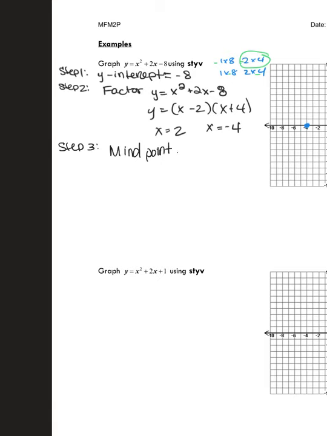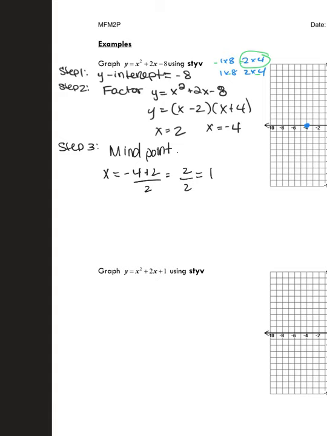And I do this by adding both of my x-intercepts together. So I'm going to do negative 4 plus 2. Then I'm going to divide it by 2. Negative 4 plus 2 is negative 2. Negative 2 divided by 2 is negative 1. So that's going to be my midpoint. I know that that's going to be somewhere in between what I'm seeing here.